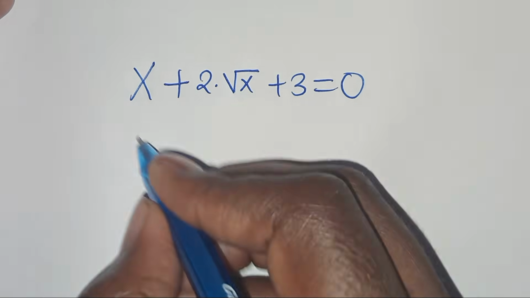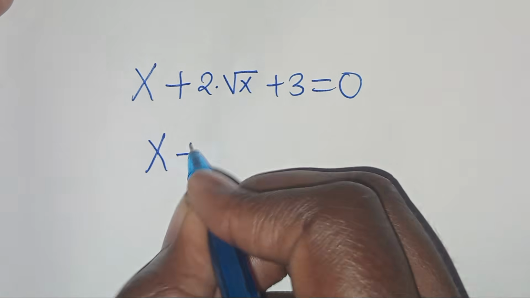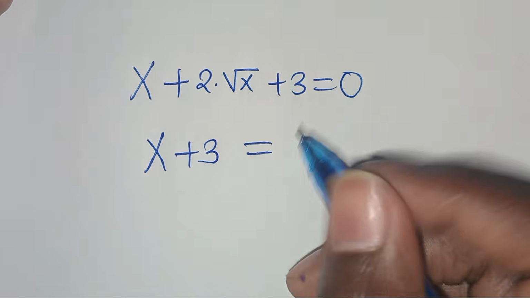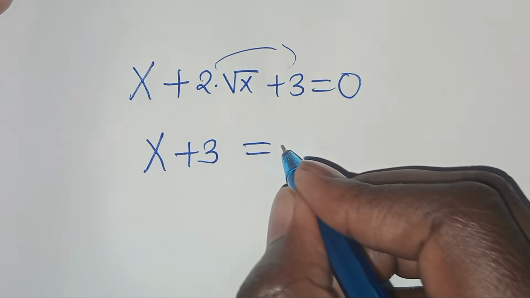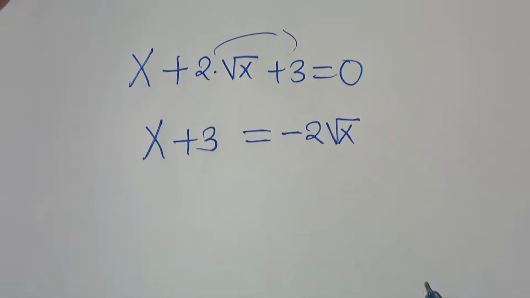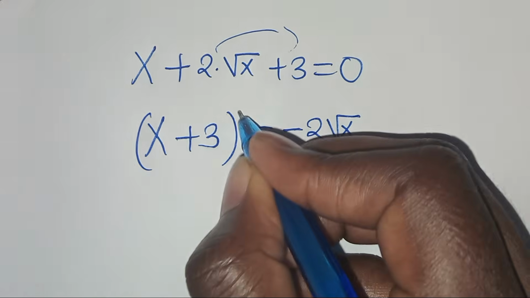Now this implies that we have x plus 3. Let's take plus 2 square root of x to the right hand side. So this is equal to negative 2 square root of x. So the next step is to square both sides from here.